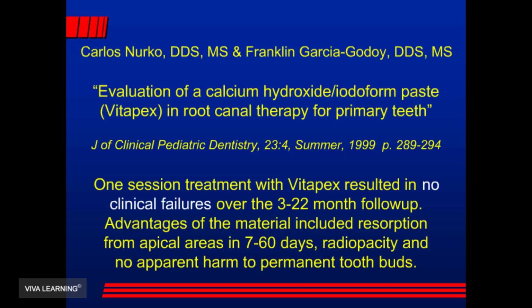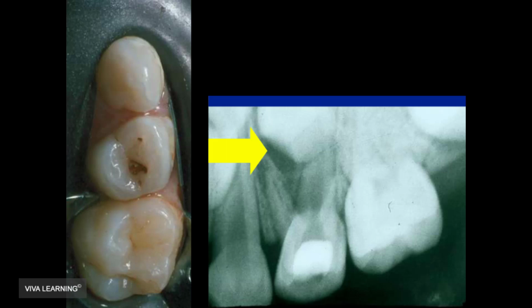In 1999, these researchers were the first ones that really came out with an article that talked about Vitapex. And you will notice, again, the emphasis is mine, that in one session treatment with Vitapex resulted in no clinical failures over 3 to 22-month follow-up. Advantages included resorption from apical areas in 7 to 60 days, radiopacity, and no apparent harm to the permanent tooth buds. You're probably thinking, this is too good to be true, and I'm going to tell you, it is true.